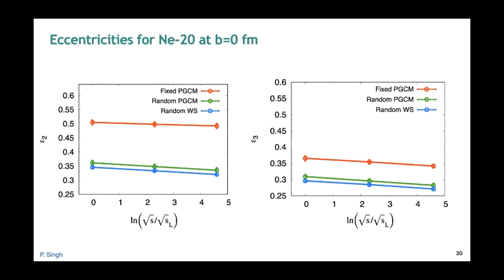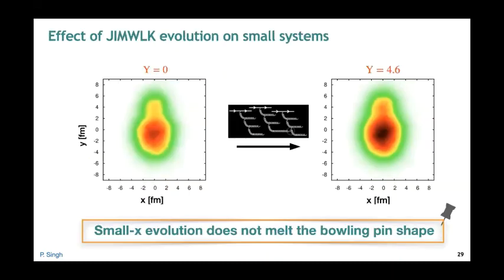I have looked at the eccentricity epsilon 2 and epsilon 3 for two different types of distribution, along with the fixed PGCM. When I say fixed PGCM, that basically means this one particular orientation has been taken into account, and the random PGCM takes the average over all the different kinds of orientation. So fixed orientation is the full overlap of both: both have the same shape, completely aligned and perpendicular to the b direction.